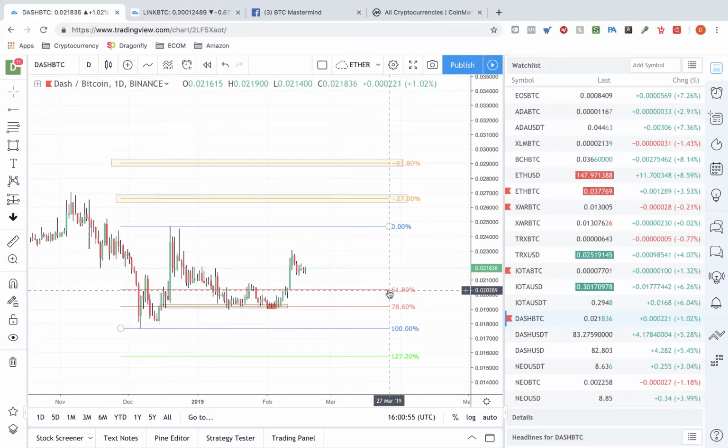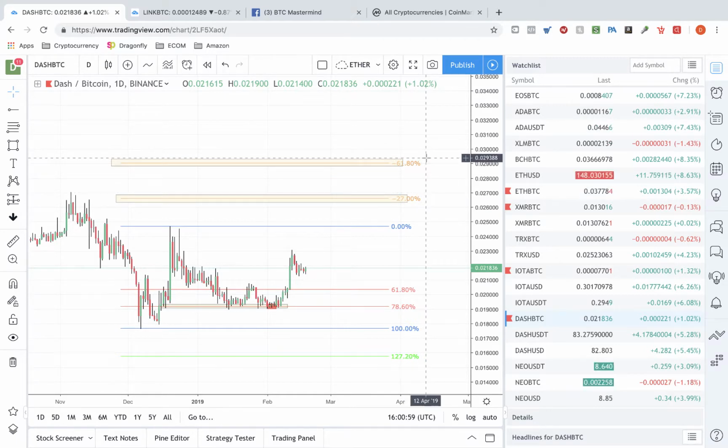So the 78.6 and the 61.8 are my main targets, or my main retracement zones. 127 and 161.8 on either end are my main targets when I'm looking for next levels that have not been achieved yet. So that's all we have for you today.